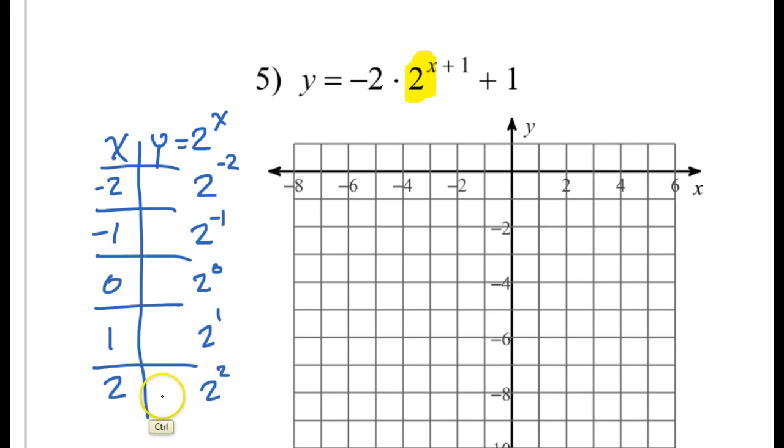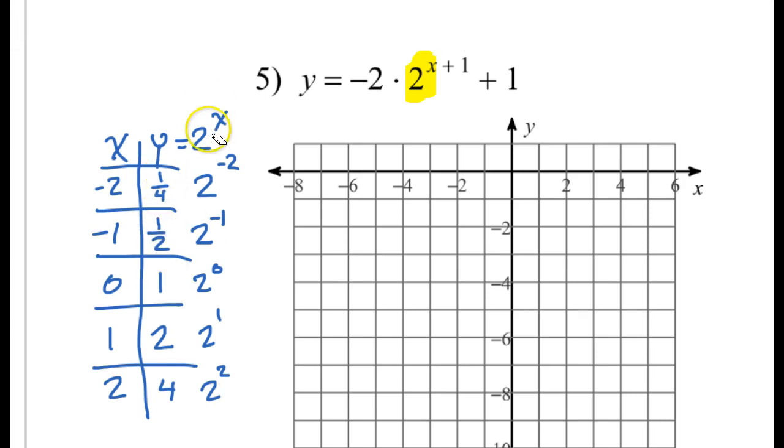Start from the bottom and work your way up. 2 squared is 4. 2 to the 1 power is just 2. Anything to the 0 power is 1. These next two entries will be the reciprocals of these. So I'm going to have 1/2 and I'm going to have 1/4.